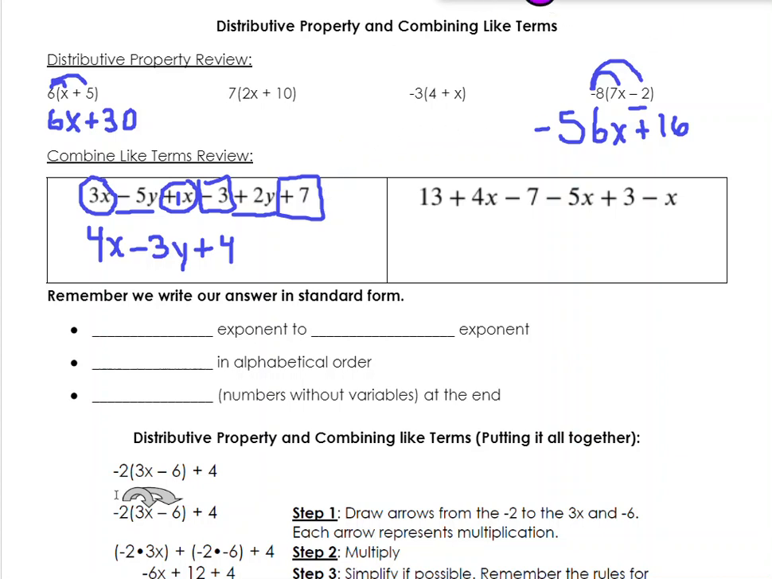Okay, so let's go over this next part here. We talked about this a little bit last time. We always write our answer in standard form. That means we write our biggest exponent to our smallest exponent. So our biggest exponents go first, smallest exponents go last. Okay? Variables we put in alphabetical order. So like this one, I put x before y because x comes before y in the alphabet. All right? And then constants, which are numbers by themselves with no variables, they go at the end. Okay? So that's a review of what we did last couple classes. Let's put them together now.